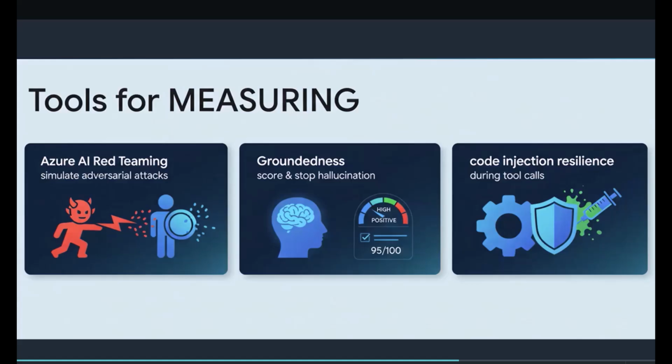Before you deploy, you must absolutely stress test your system. The Azure AI Foundry Red Teaming Agent can be used to run adversarial testing, basically simulating attacks to see if your agent can be manipulated. You also want to set up automated pipelines to measure groundedness so that your agent stays on script without hallucinating, and tests its resilience against malicious code injections when it is using tools as well.